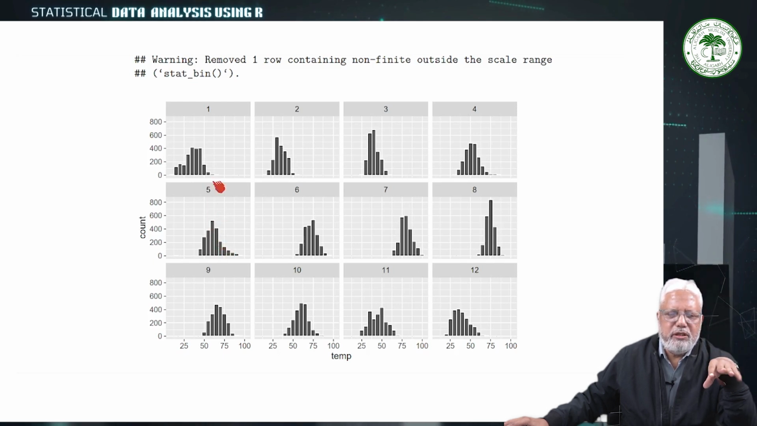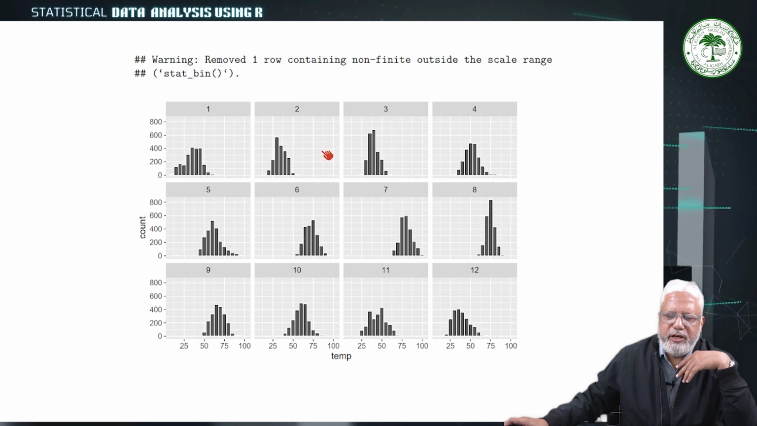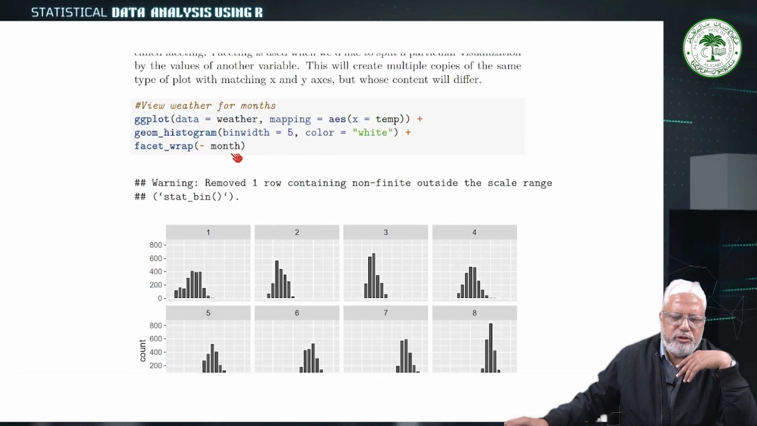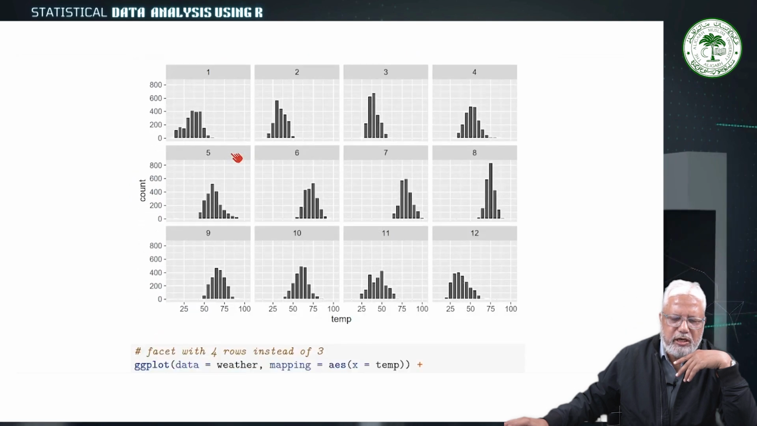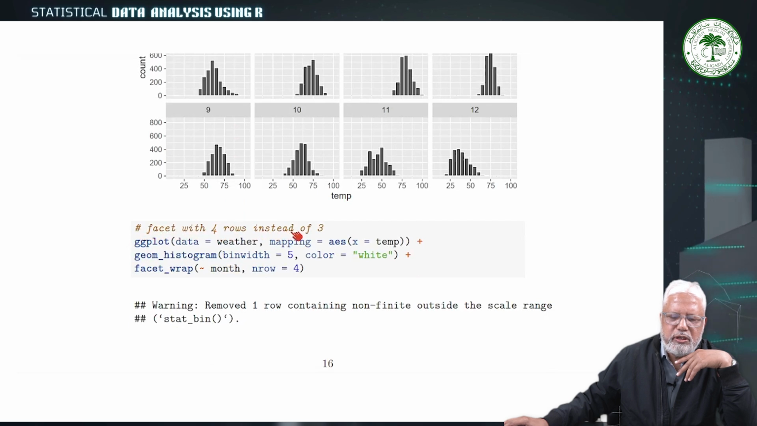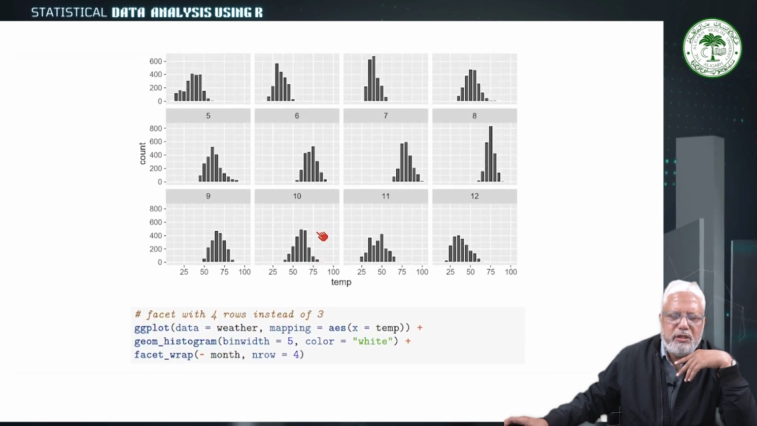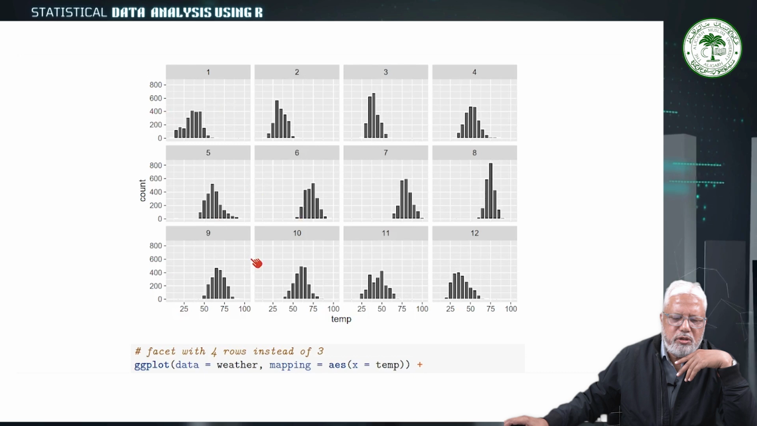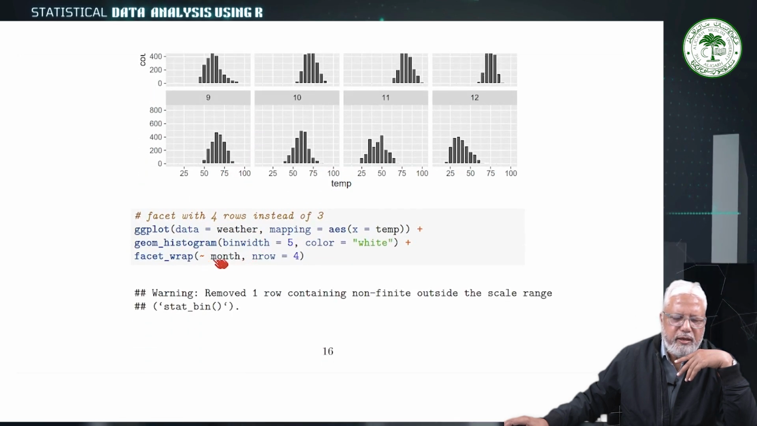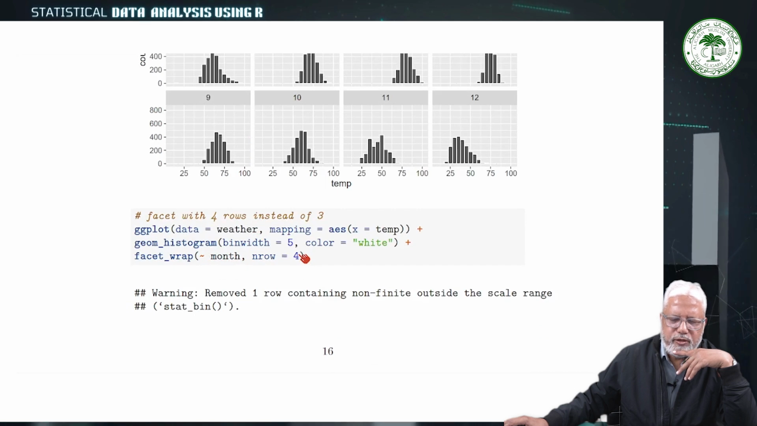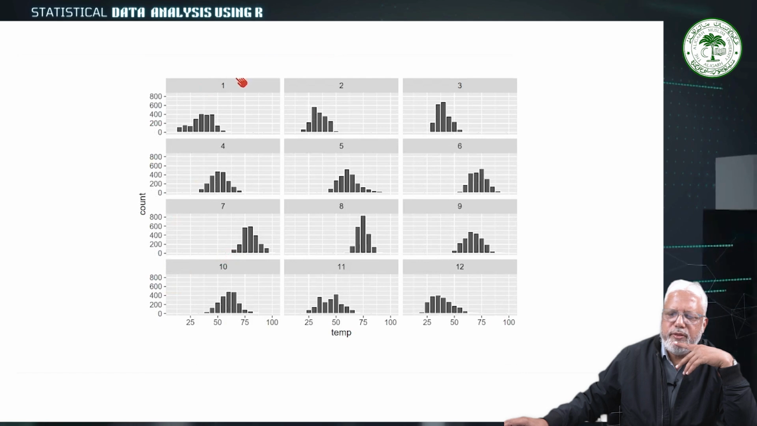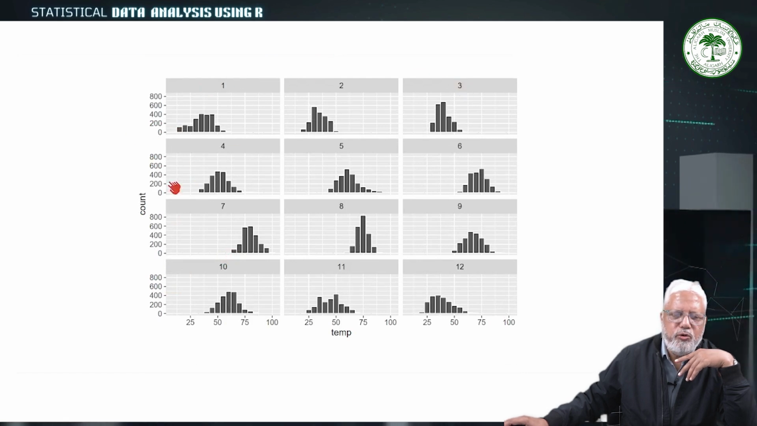So, this is possible because of faceting, facet_wrap tilde month. So, this is the graph. What if we fill with 4 rows instead of 3? Here we have 3 rows. If we want 4 rows, we set nrow equal to 4. So, it will give you 4 rows now, because there are 3 columns and 4 rows.